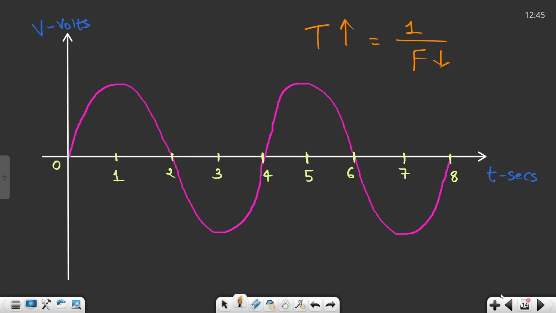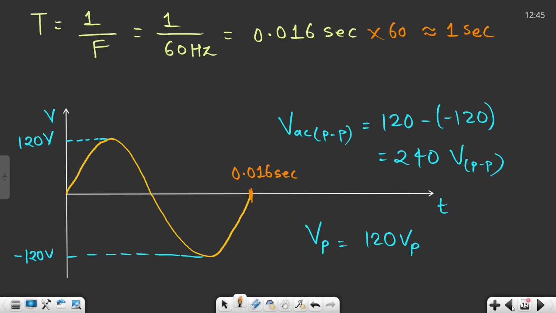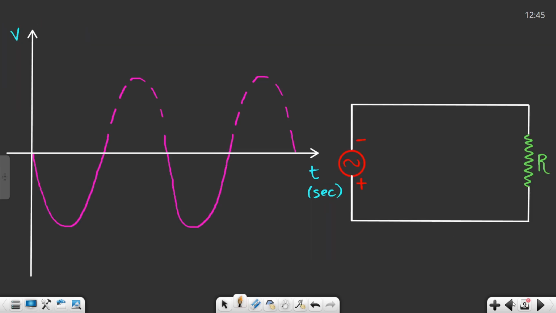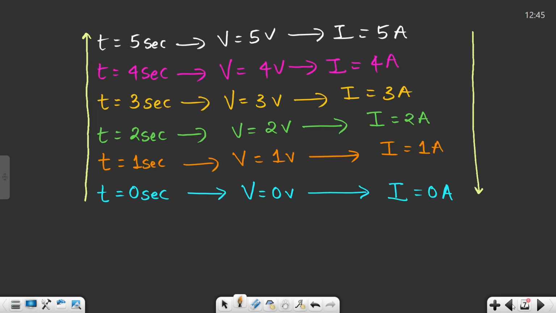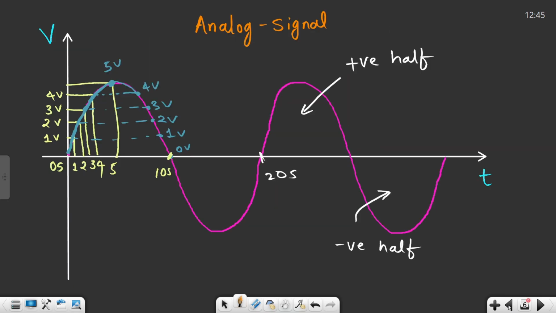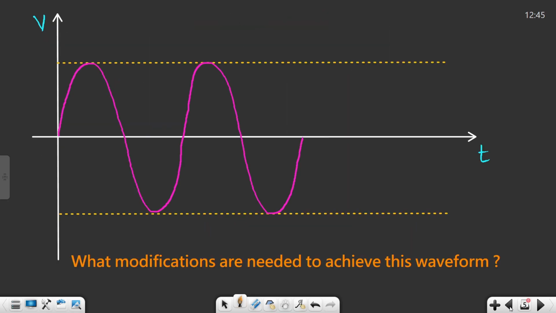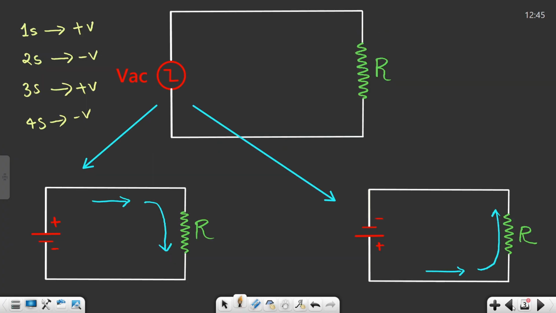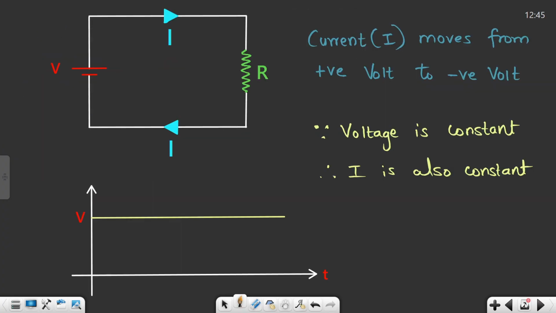So this is what the entire concept is all about, the AC and the DC sources. I really hope that you understood what exactly is the DC source, what exactly is the DC voltage, what exactly is the AC voltage. I hope you understood the difference between them, and also what a square wave is, and all of the things.